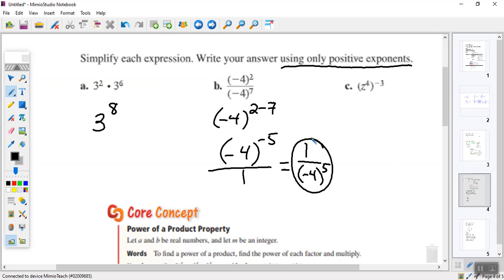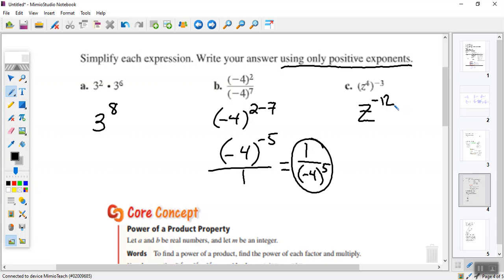Okay, last one then, kids. This is like a power inside of parentheses and a power outside. So what are you going to do here with the 4 and the -3, kids? So this becomes z to the -12 power, doesn't it? Am I done at that point? How should I express this with a positive exponent now, kids?